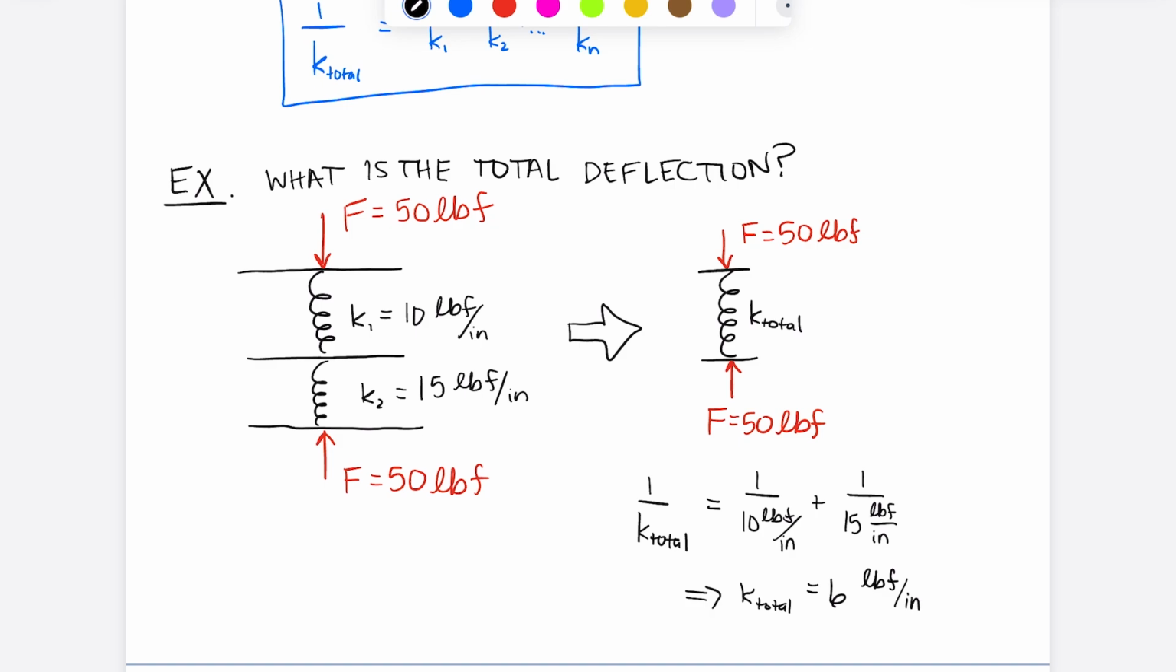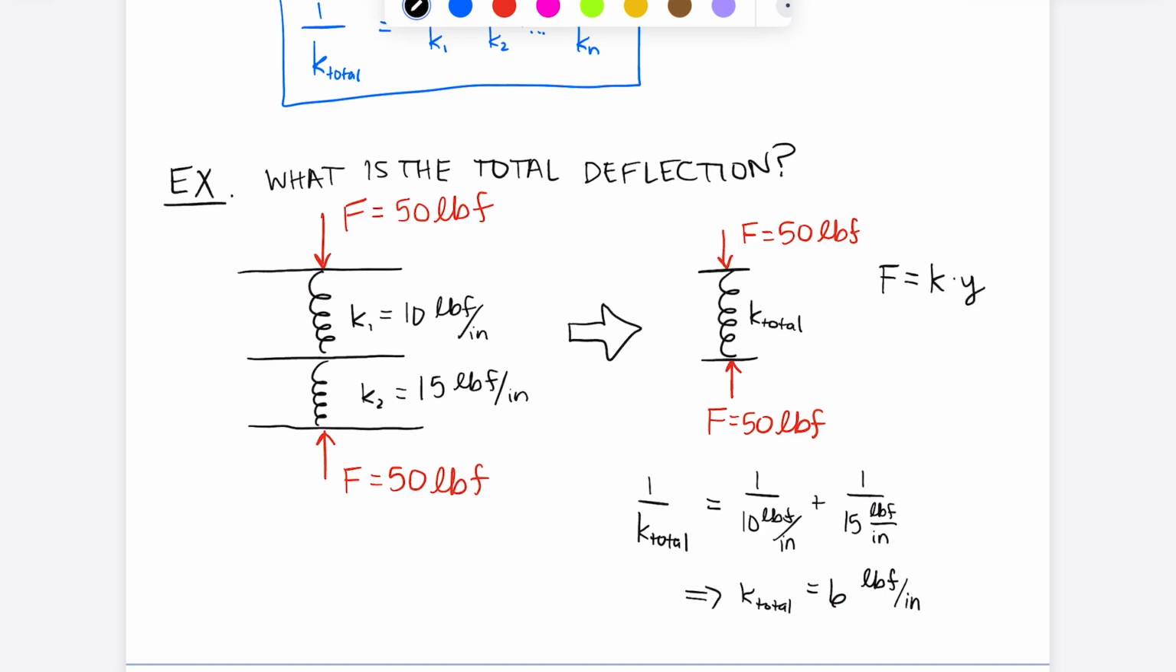And again, this makes sense. When we have 2 springs in series, our total spring stiffness should never be greater than either of the individual spring stiffness components or spring rate components. So 6 pounds per inch is less than both 10 and 15 pounds per inch. So it makes sense. And now all we have left to do is, that's not our final answer. We need to solve for the deflection using Hooke's law.